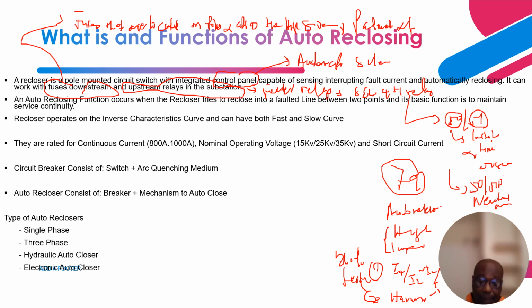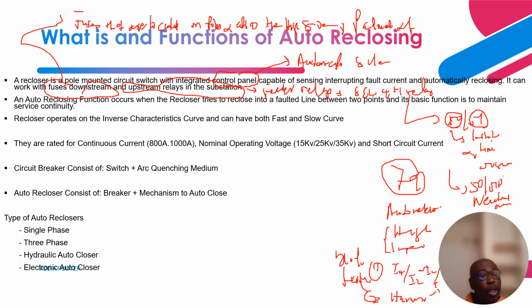Unless, of course, it is a permanent fault. After 2 to 3 sequences of open and close, if the fault still exists, then the recloser is going to lock out. That means it's a permanent fault, which requires a crew to go there, take a look at it, fix the fault, and manually bring the recloser back online.